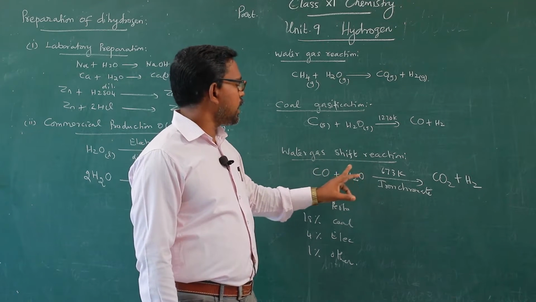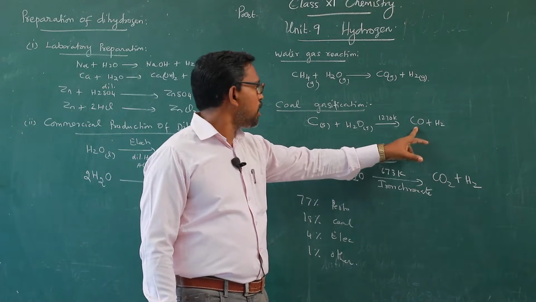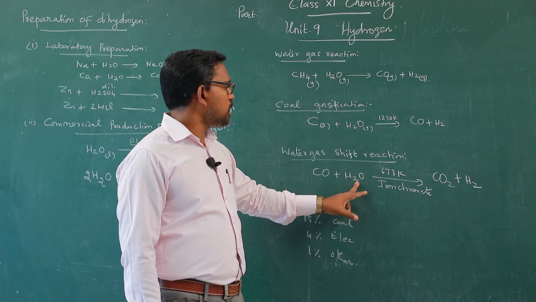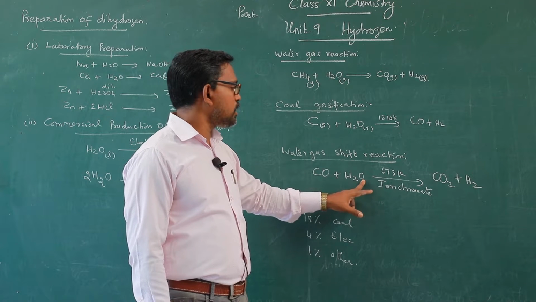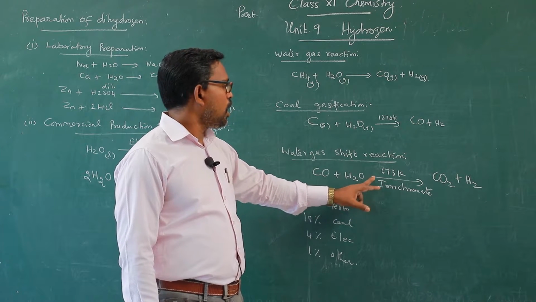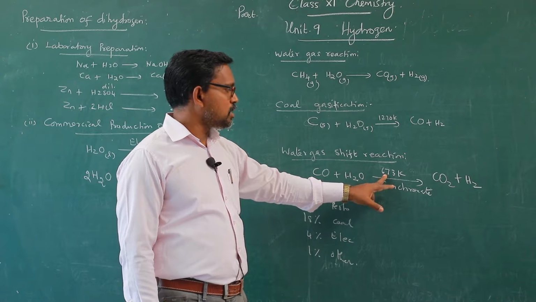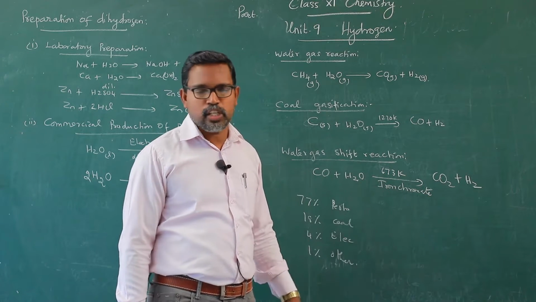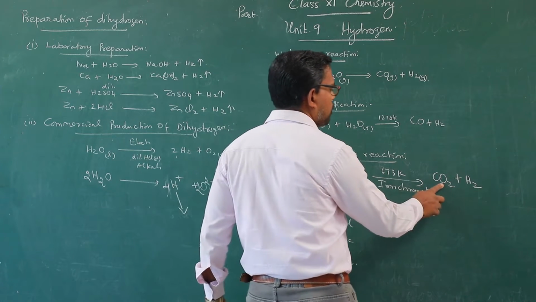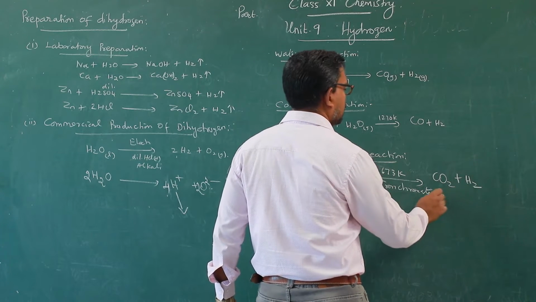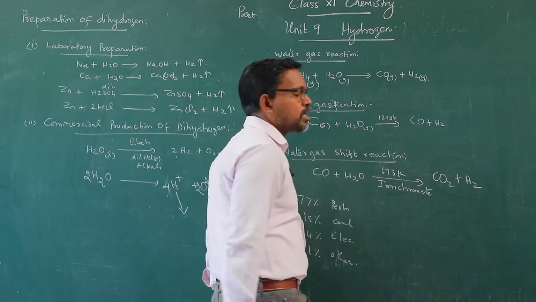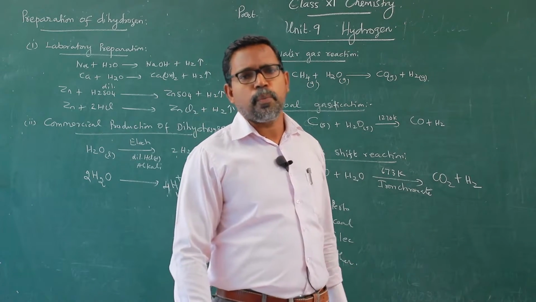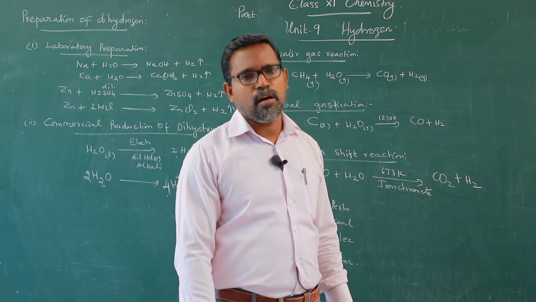Water gas shift reaction: carbon monoxide obtained from the coal gasification process is treated with water at a temperature of 673 Kelvin, with iron chromate acting as a catalyst. It gives carbon dioxide and hydrogen. These are the methods used to prepare hydrogen on a large scale.